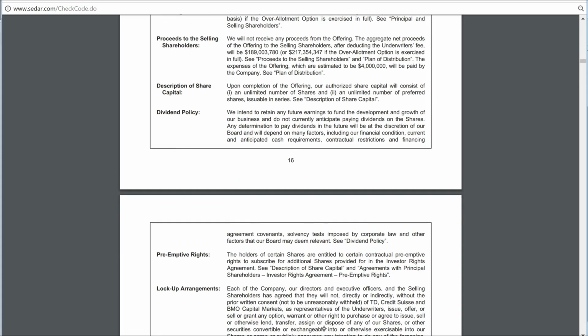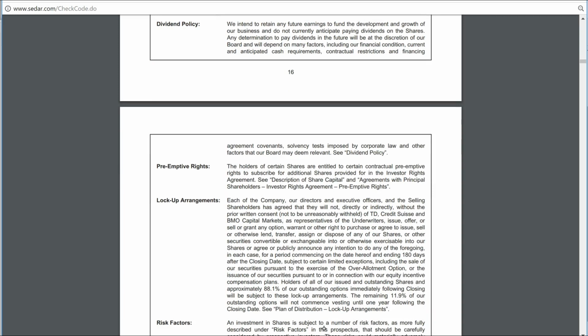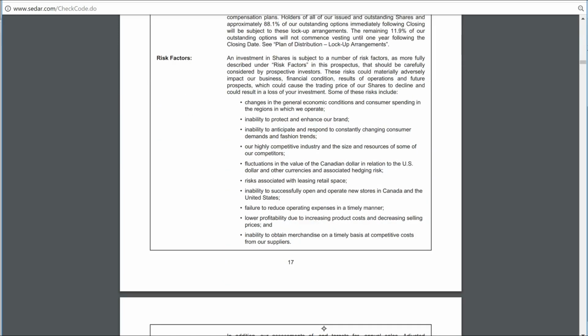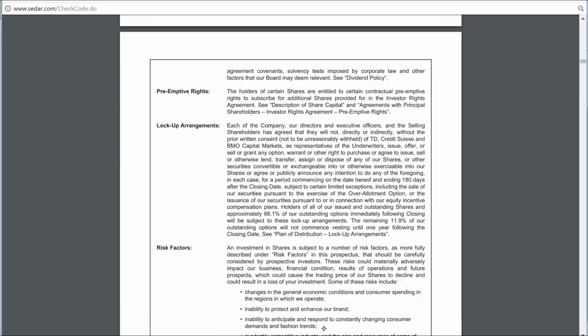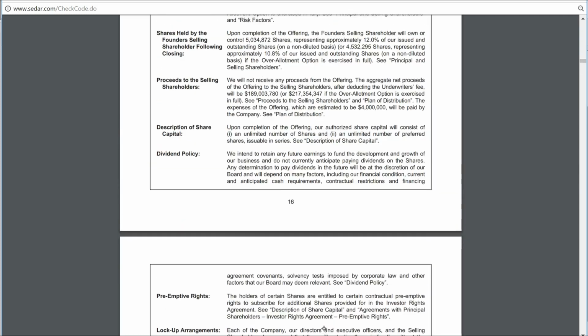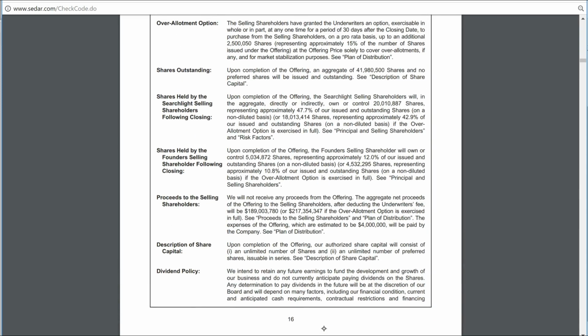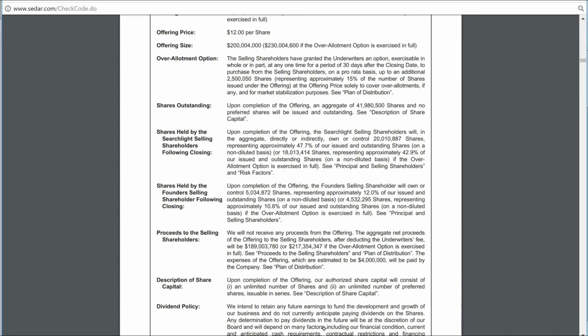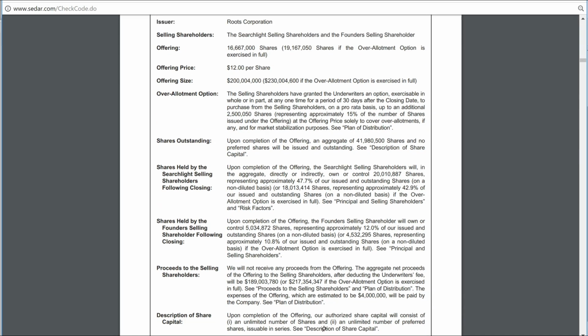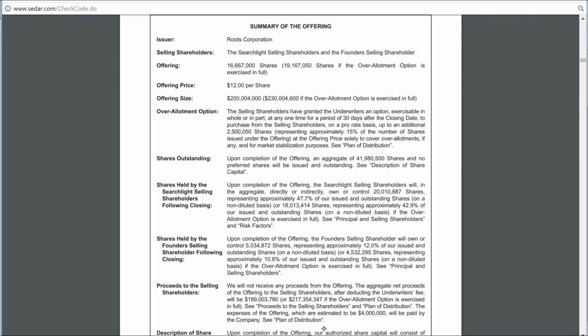Whether that's the dividend policy, lockup arrangements, or other risk factors within the offering, we can go through this and extract a lot of different information that we may need to determine whether this is a good offering and what the risks are associated. Maybe even if we want to put our own valuation on there, we can go through some of the financial statements and look at that.